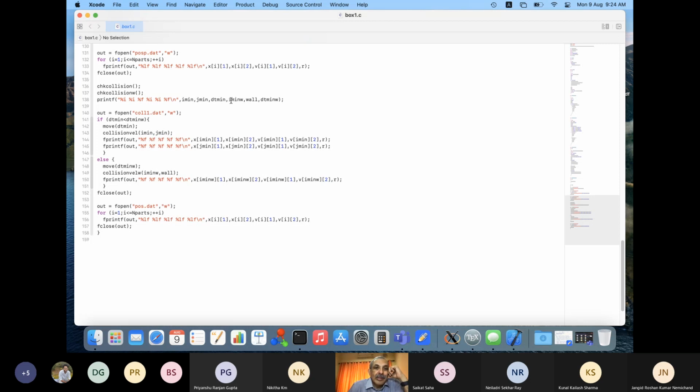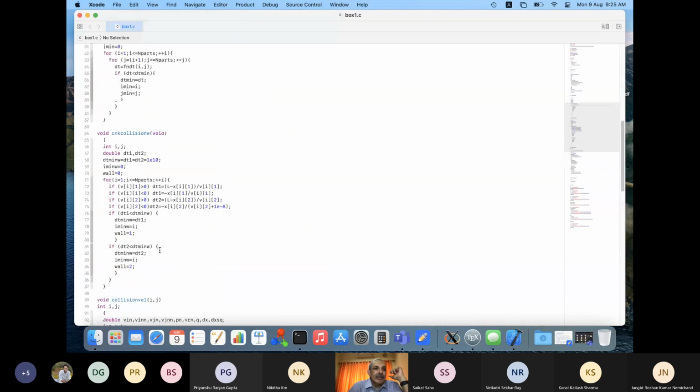And then what is the possibility that the particle collides with the wall? So what particle collides with the wall, and what is the time for collision with the wall? And then it writes down the positions. So if the particle collision time is less than that, then you update the velocity of those particles and print out their positions. Otherwise, you do the collision with the wall. So this is the overall scheme.